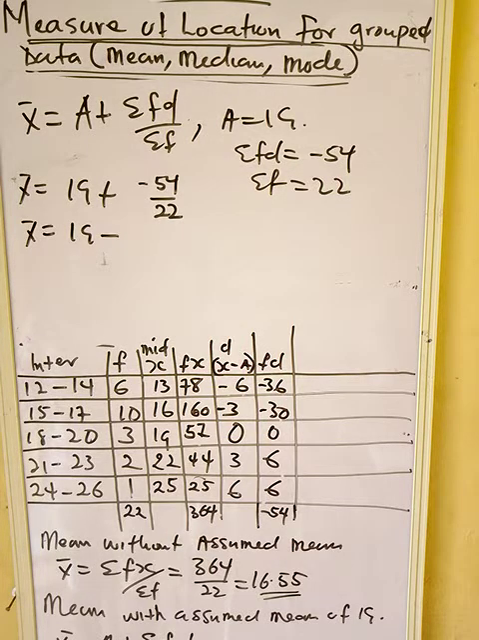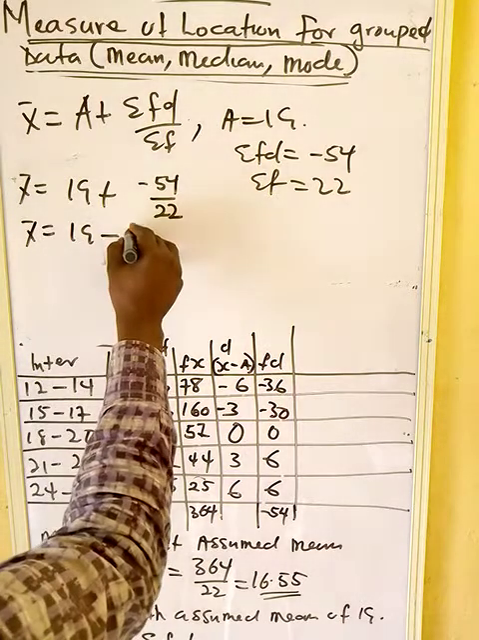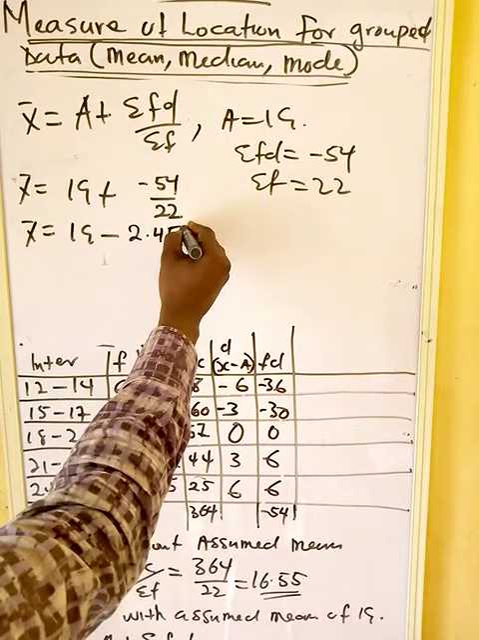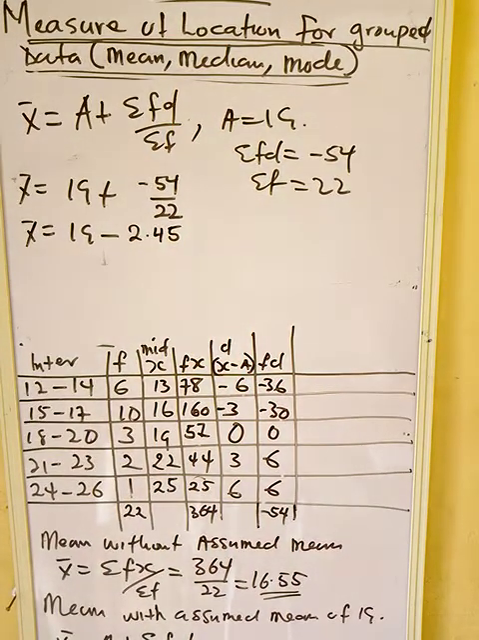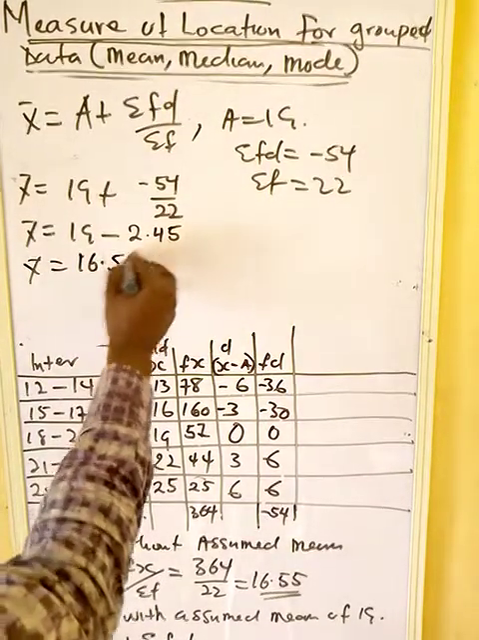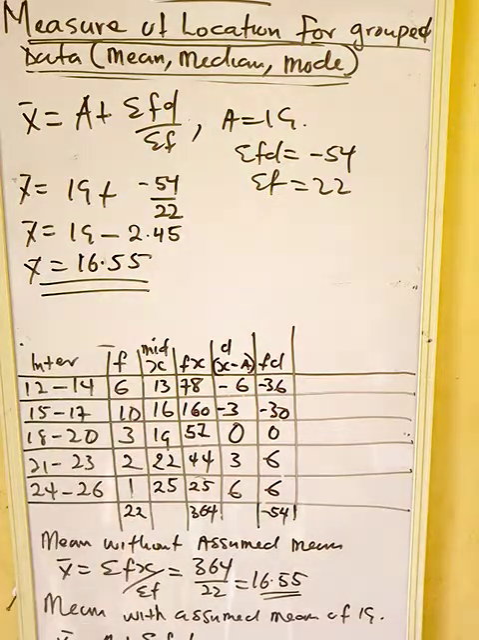So what we have is 2.45. So now 19 minus 2.45 will give us 16.55. So this is our answer with assumed mean.